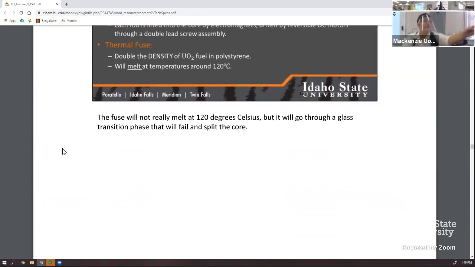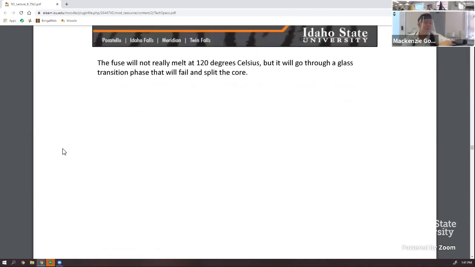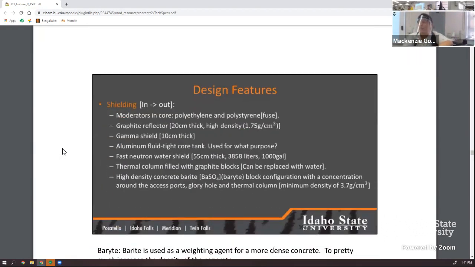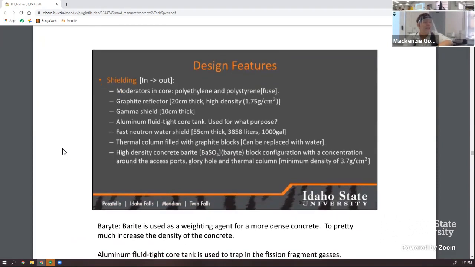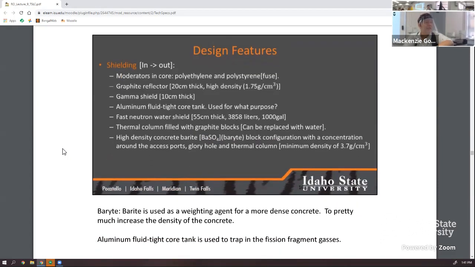And this information, I mean, this is good to know. It doesn't really melt. Technically, it softens. But melting is a completely fine explanation of what's going on. You don't have liquid thermal fuse and liquid fuel at the bottom of your core. You have a softened thermal fuse. Okay? And then we talked about the fact that shielding is a design feature. Okay?